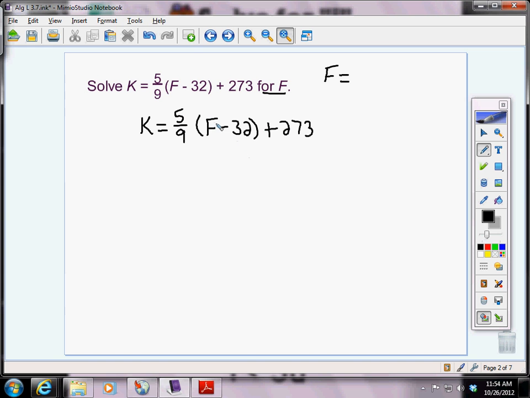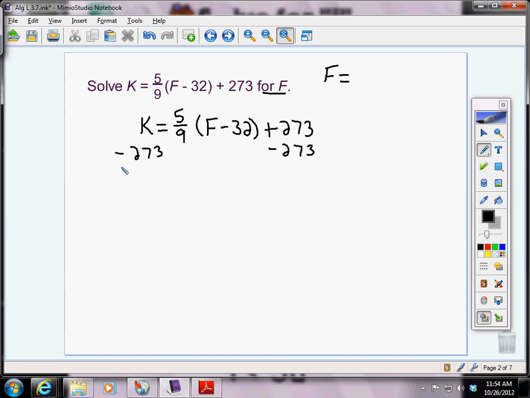So again, what are we solving for? Well, ultimately we want F by itself. So what do we have to get rid of? Well, we're going to have to get rid of a 5/9, and we're going to have to get rid of a 32, and we're going to have to get rid of 273. What should we do first? Remember, always try to get rid of whatever's being added or subtracted on first. So what that means is I'm going to subtract this 273 from each side.